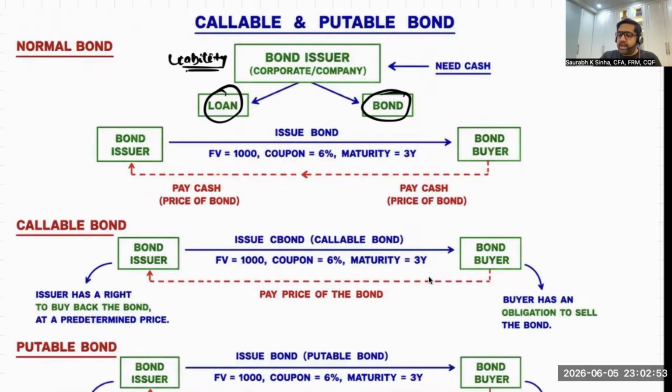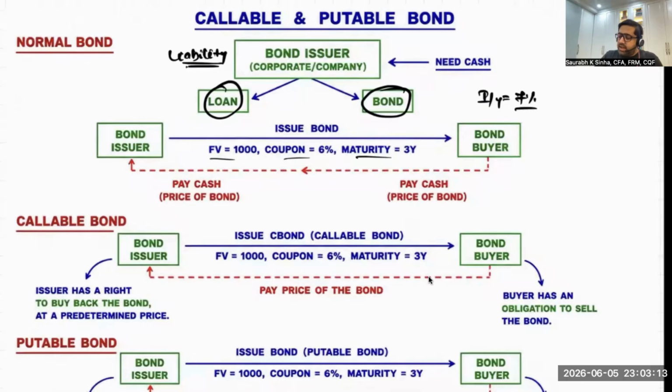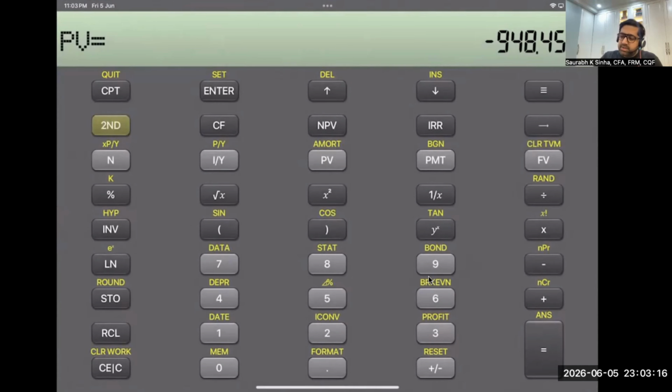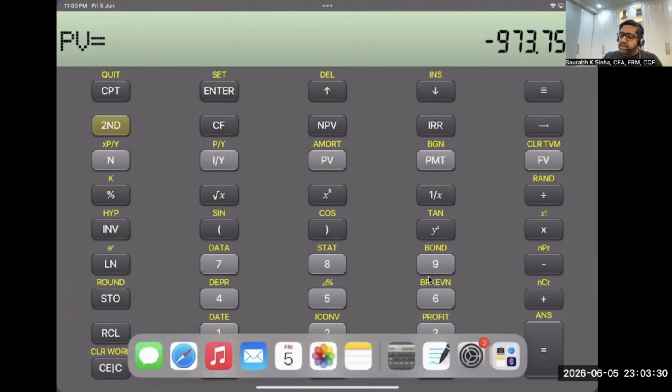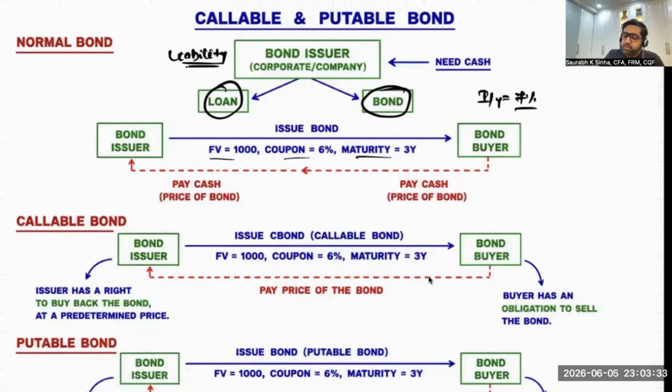The price of the bond would be calculated based on the characteristics of the bond: face value 1000, coupon 6%, maturity 3 years. Say the interest rate in the market is 7%. If the interest rate in the market is 7%, definitely this bond will be trading at a discount. Let's calculate the price of the bond. Second clear work, second clear TVM. 1000 FV, PMT is 60, 7 is I/Y, 3 is N, compute PV, 973.75. This is the price of the bond.